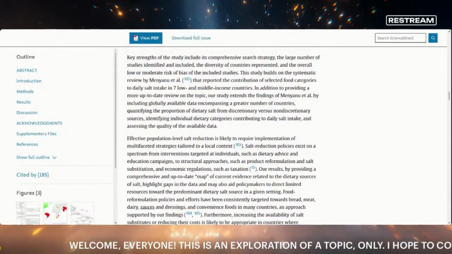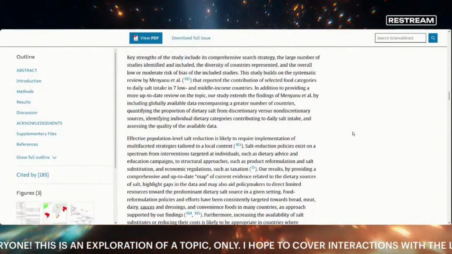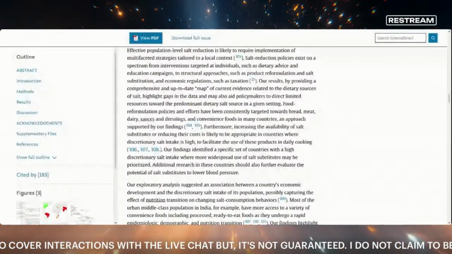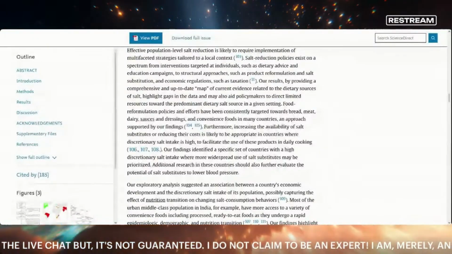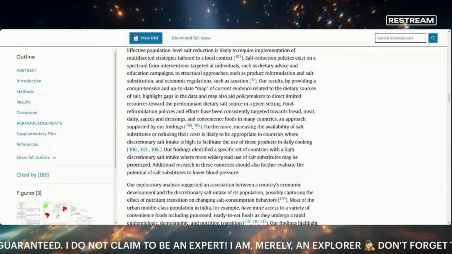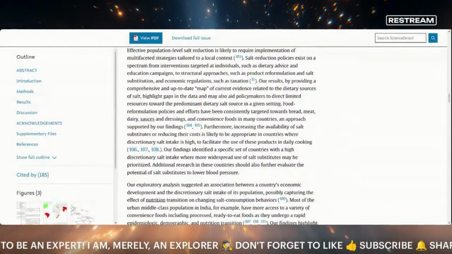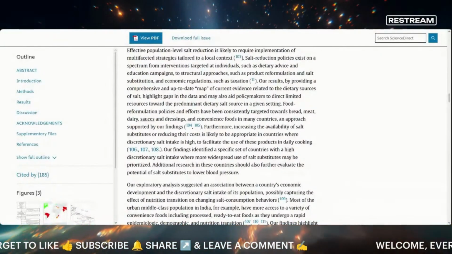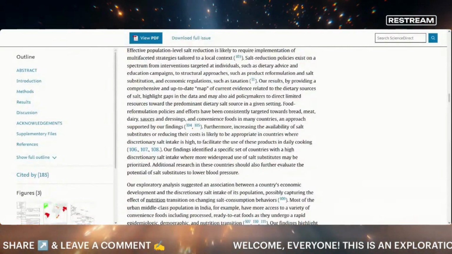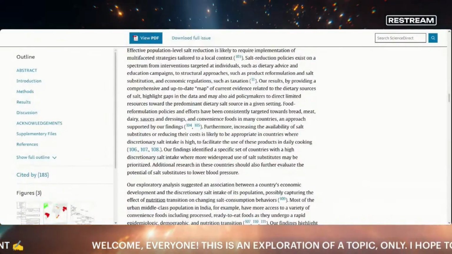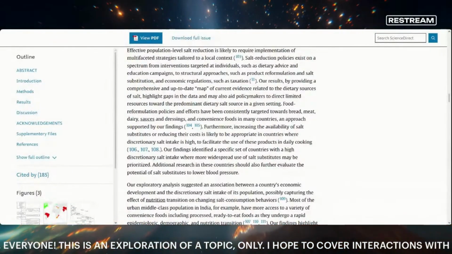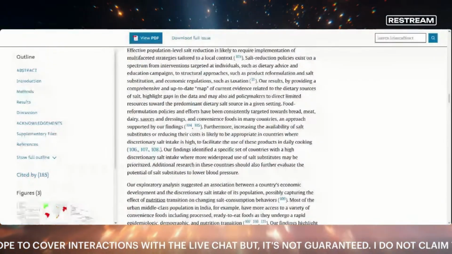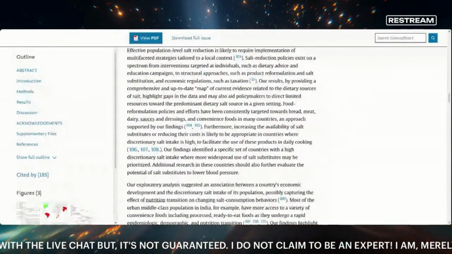Effective population-level salt reduction is likely to require implementation of multifaceted strategies tailored to a local context. Salt reduction policies exist on a spectrum from interventions targeted at individuals, such as diet and education campaigns, to structural approaches such as product reformulation and salt substitution, regulations, taxation. Our results, by providing a comprehensive and up-to-date map of current evidence related to the dietary sources of salt, highlight gaps in the data and may also aid policymakers to direct limited resources toward the predominant dietary salt source in a given setting.